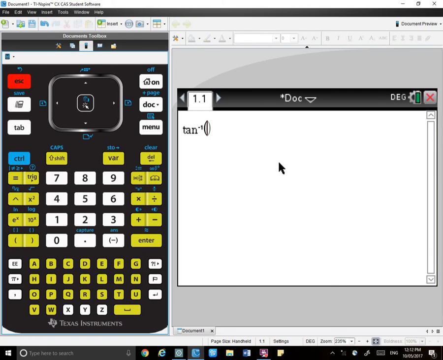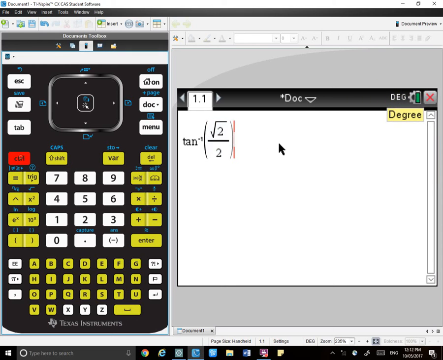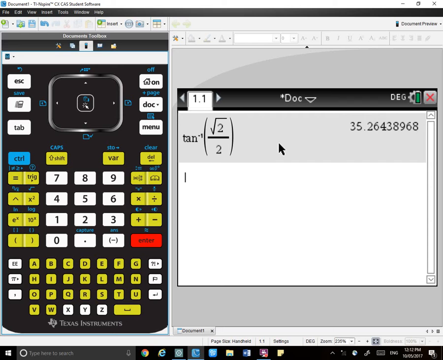Tangent inverse of root 2 over 2. Check first that the calculator is in degrees. Okay, it's in degrees. Then press control and enter, and that gives you 35.26 degrees.